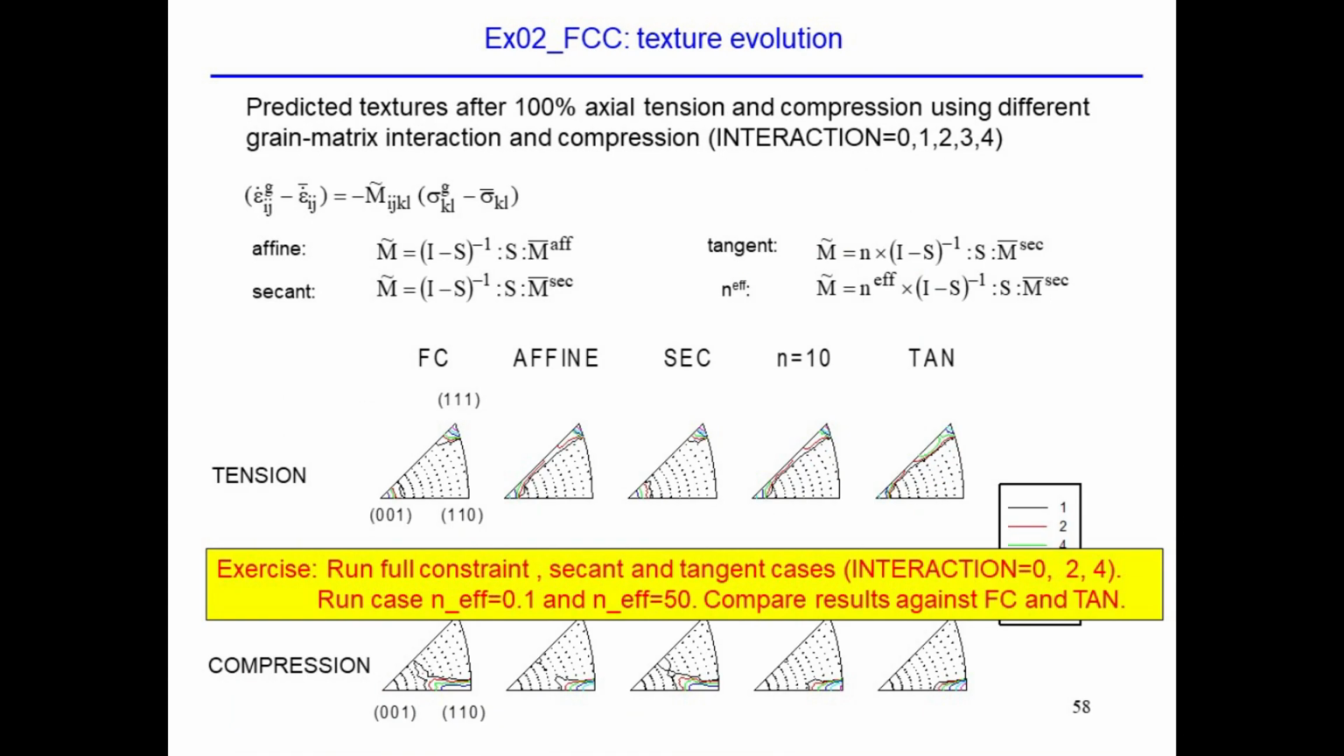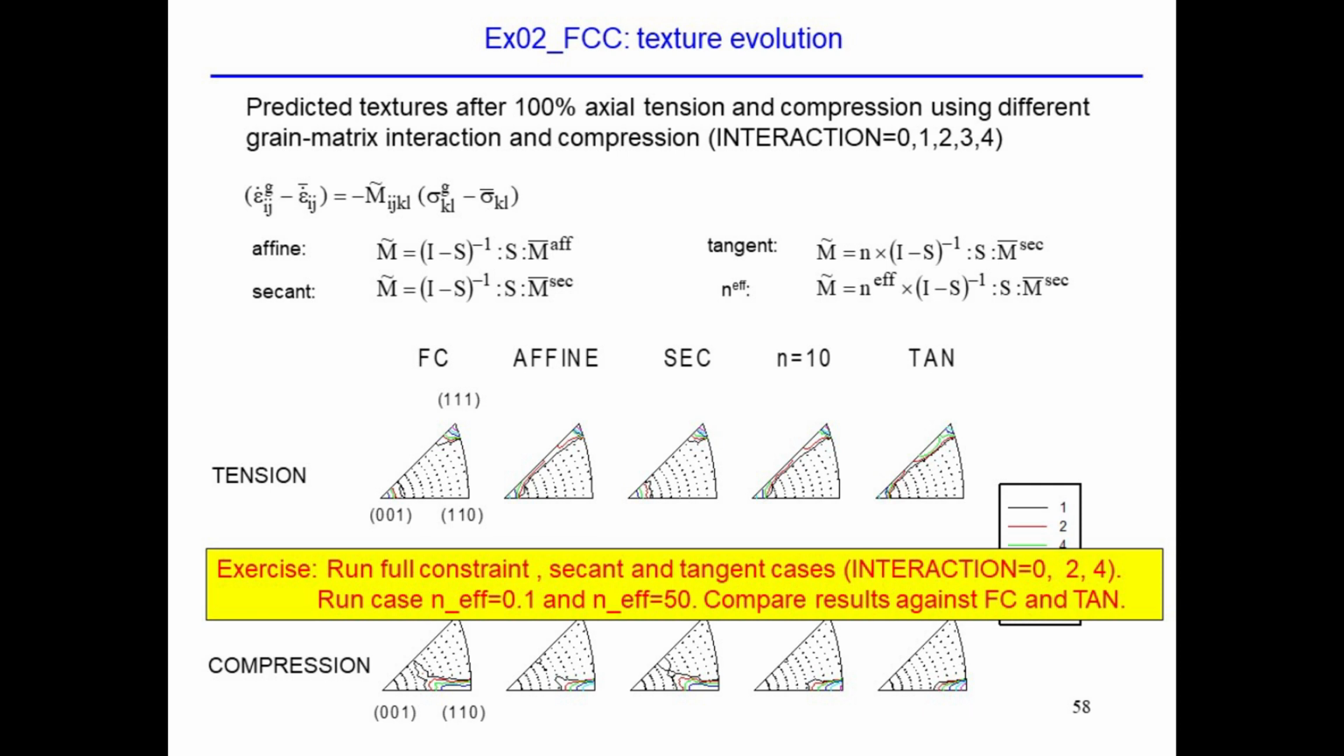And then these are the textures that you obtain after 100% tension and 100% compression. And I described it yesterday, I said that for stiff interactions you get two clear components, one with the tensile axis aligned with the 001 direction of the grain and another with the 111. But for the more compliant assumptions, you get a spread here. It's not so clear cut that you have those components. And in the case of compression, you get a spread here when the compliance is low, the material is stiff, and you get more of a concentration when you don't.